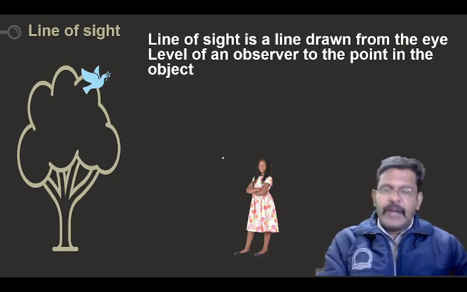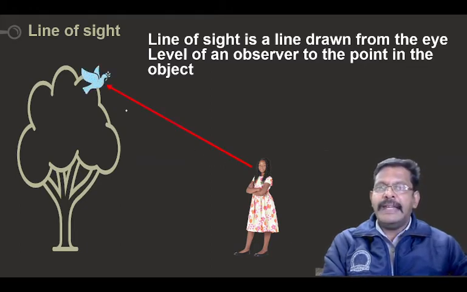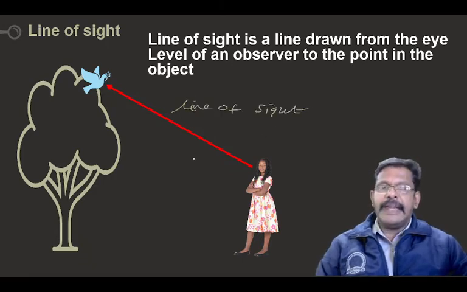So now if we draw one line for this, there is a bird. Now we are going to draw one line from the eyesight to this bird. This particular line is called the line of sight. This is called the line of sight here.